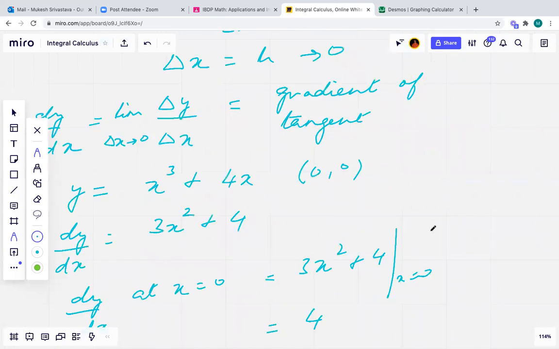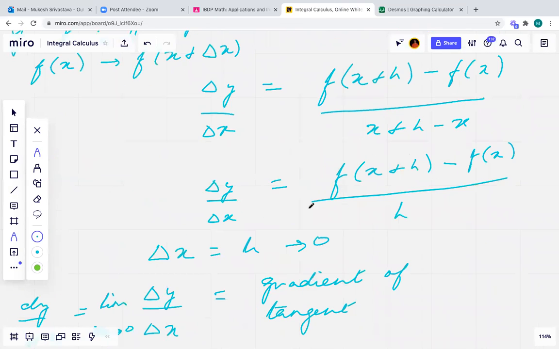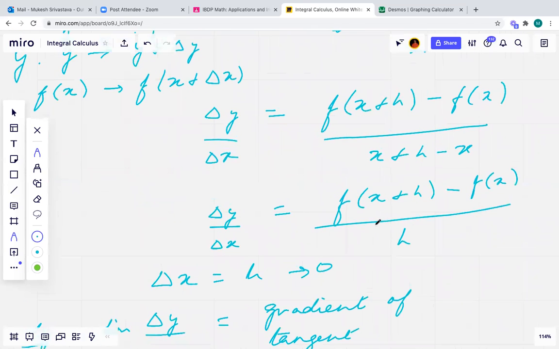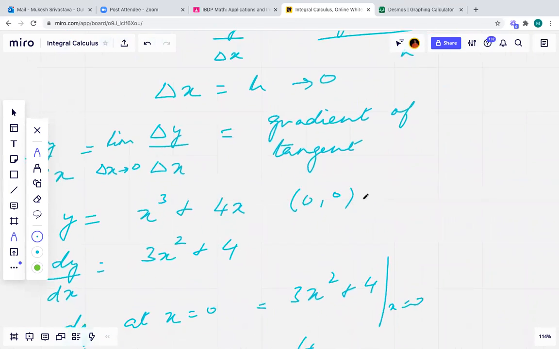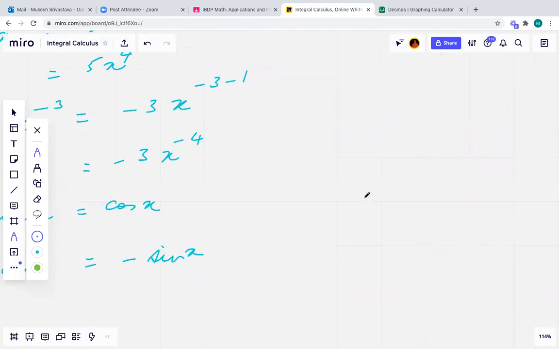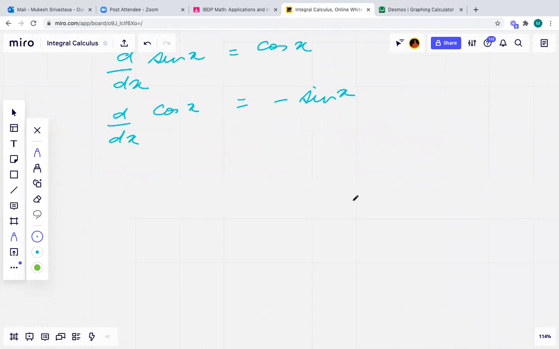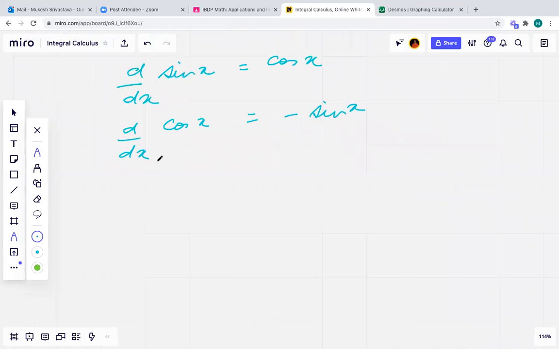This is called derivatives from first principles, which is not there in your portion, so don't bother. But from first principles we can prove all these.